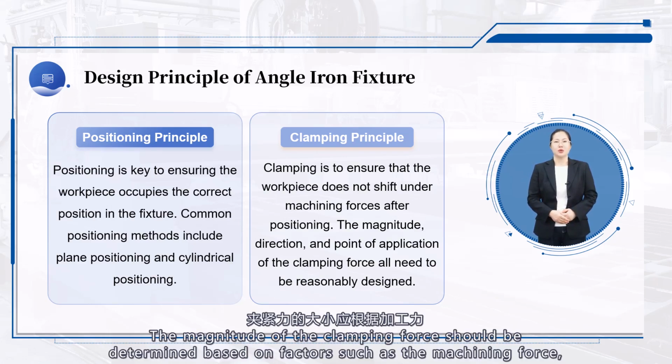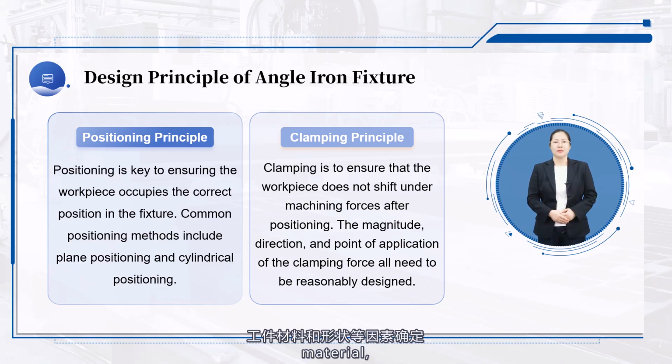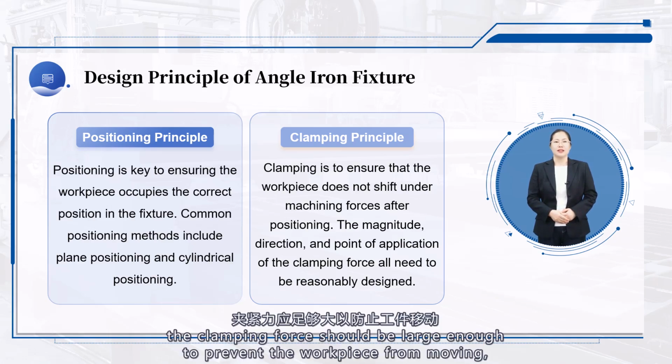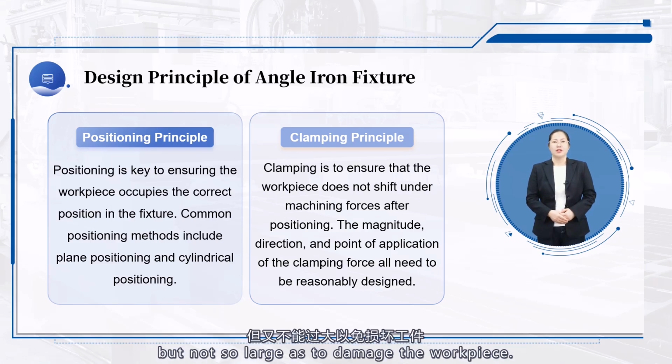The magnitude of the clamping force should be determined based on factors such as the machining force, material, and the shape of the workpiece. Generally, the clamping force should be large enough to prevent the workpiece from moving, but not so large as to damage the workpiece.